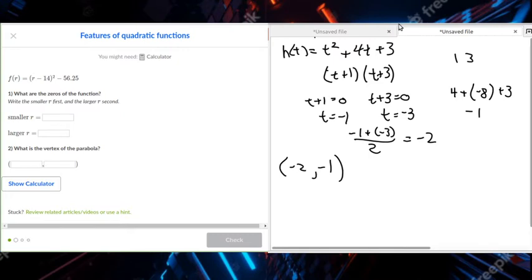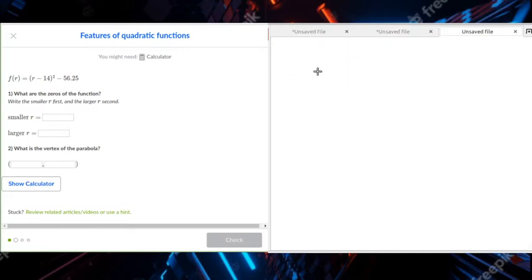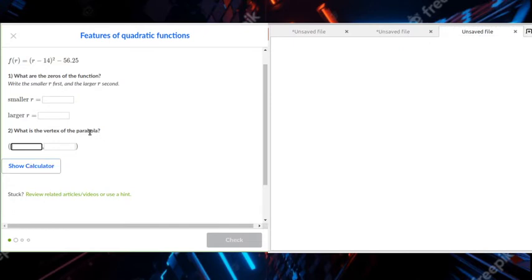Let's take a look at this next one. I have not seen any of these before, so remember that I didn't choose these. So what are the zeros of the function, and what is the vertex? So I guess we're going to do this the whole time. This is already in vertex form. Okay, so I can say the vertex of the parabola is at 14 and -56.25.